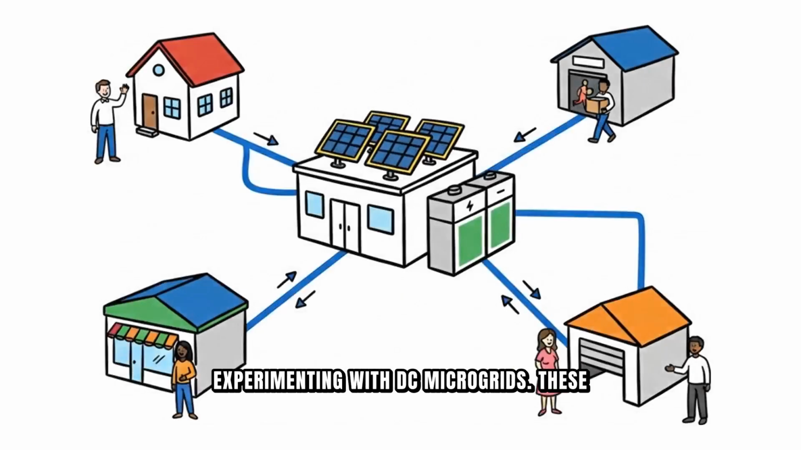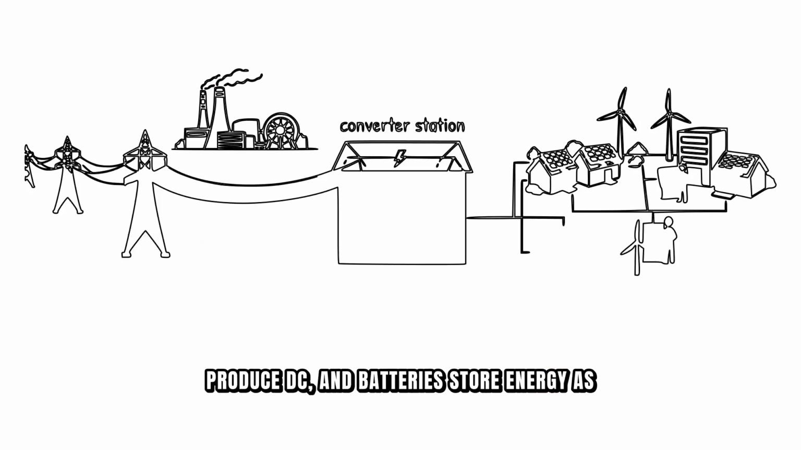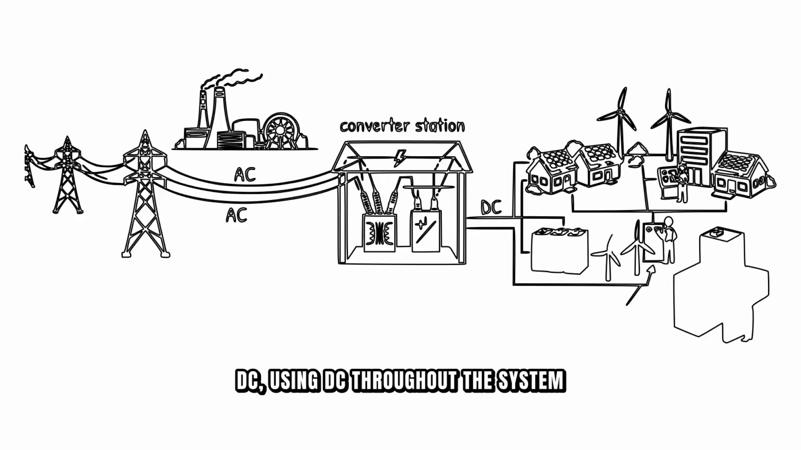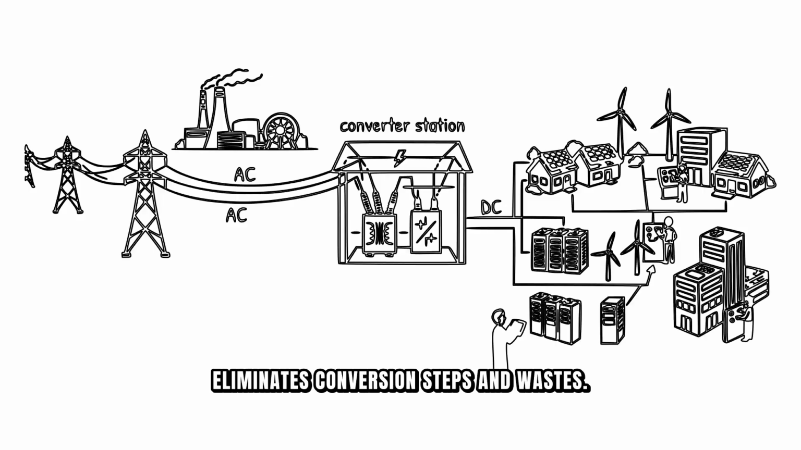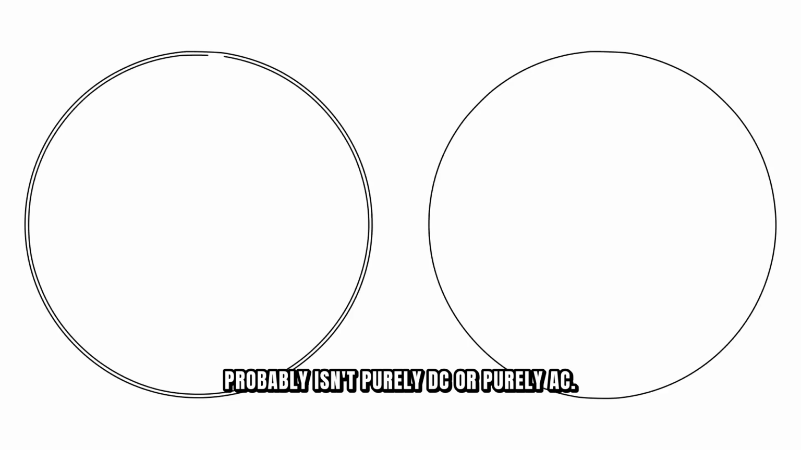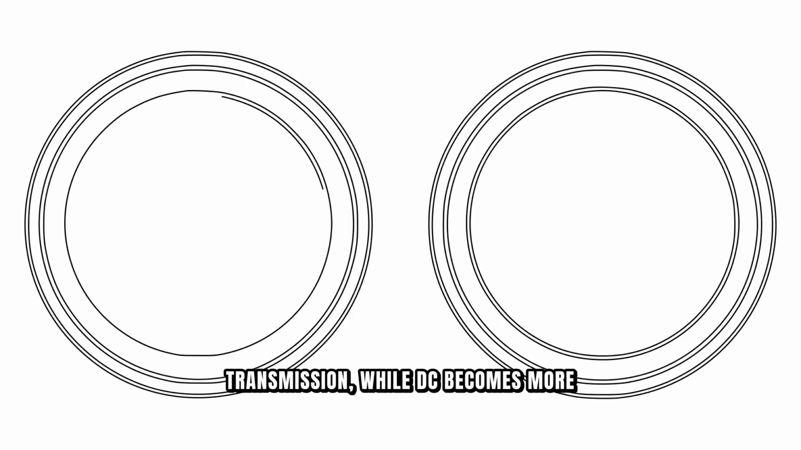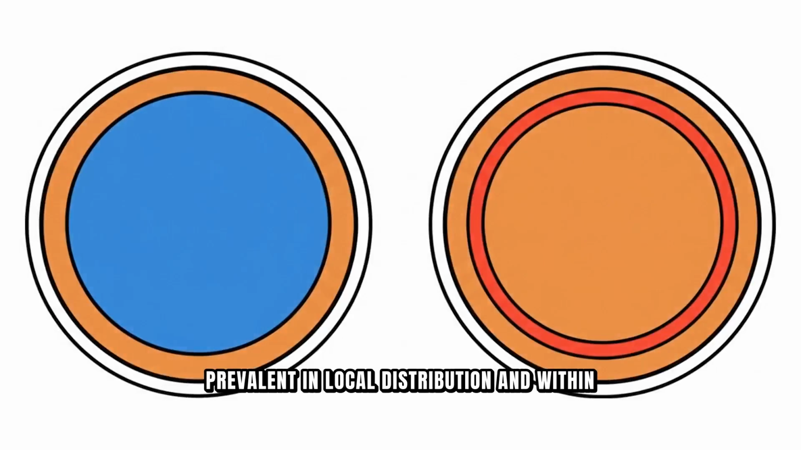These are smaller, localized power systems that distribute direct current instead of alternating current. Since solar panels produce DC and batteries store energy as DC, using DC throughout the system eliminates conversion steps and wastes. The energy efficiency gains can be significant over the long term. However, it's important to understand that the future probably isn't purely DC or purely AC. Most likely we'll see a hybrid approach where AC continues to power long-distance transmission while DC becomes more prevalent in local distribution and within buildings. This combines the strengths of both systems.